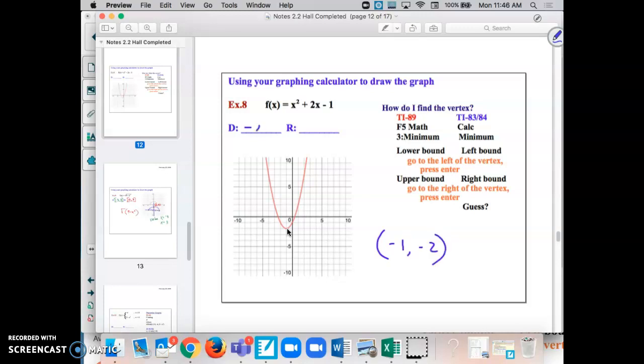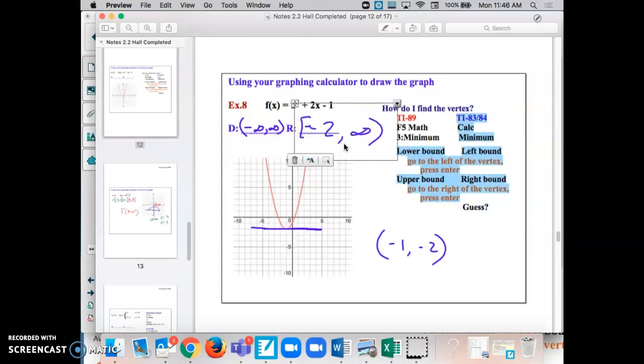The domain's still going to be -infinity to infinity. That's still fine. But the range, we want to talk about this Y value on up. So the Y value looks like it's -2, and it includes that all the way through infinity. Sorry about the smartboard. Sometimes it just doesn't line up perfect. Should be a 2 though. It's a 2, I promise. Okay? -2 to infinity. Like that. There you go. All right.